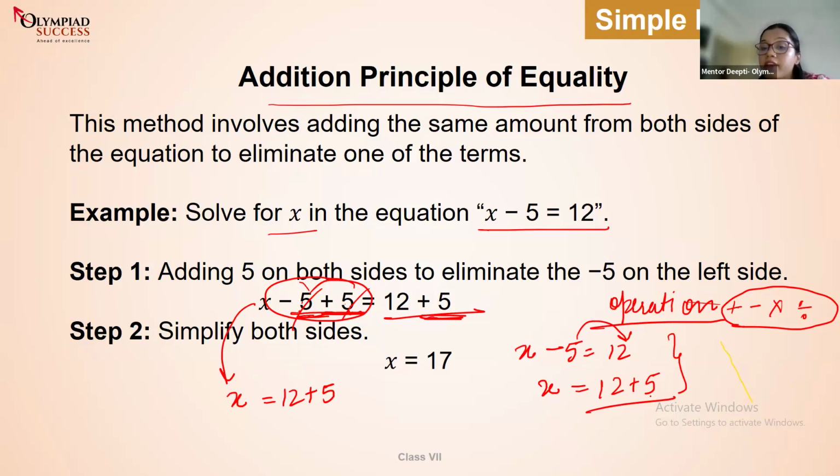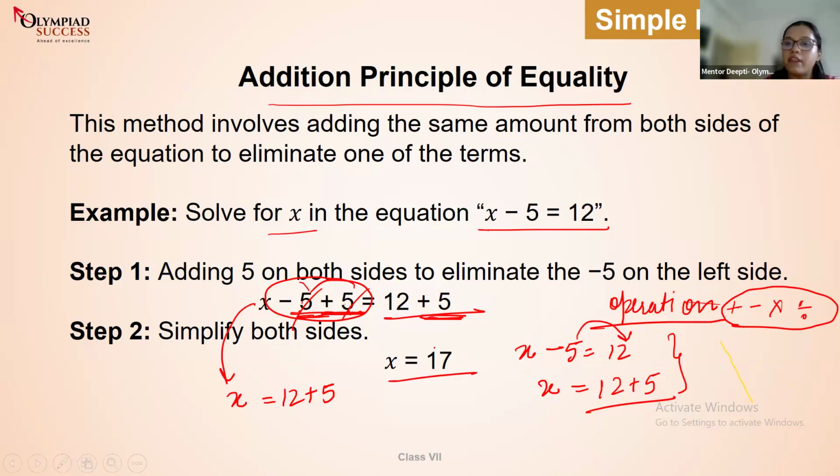And why is this happening, why is it adding up? Because we are applying the addition principle of equality. When we add 5 to both sides, on the LHS side the 5 gets cancelled, while on the RHS side the 5 gets added up. This is how we are going to solve it.